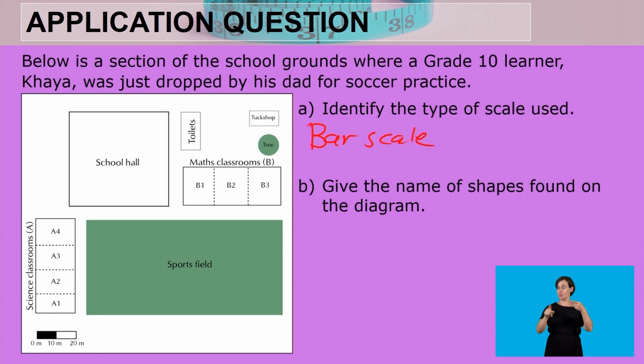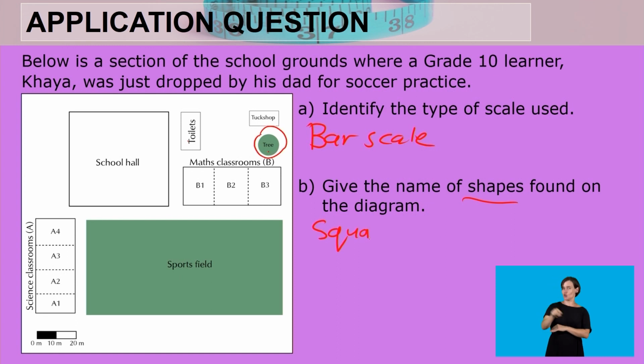Then B says, give the name of the shapes found on the diagram. So what are the names of the shapes? We have a square. This looks like a square. We've got a rectangle. Yes, there's two shapes there. It's actually a square and a rectangle. And a circle as well. The tree is given as a circle.